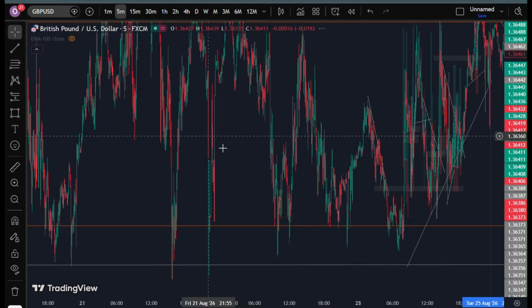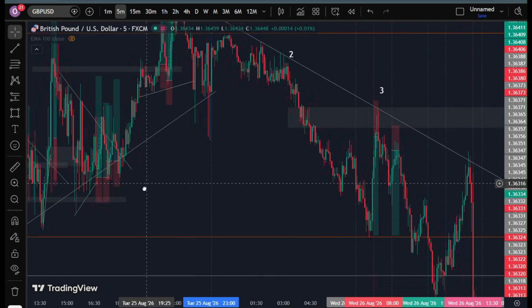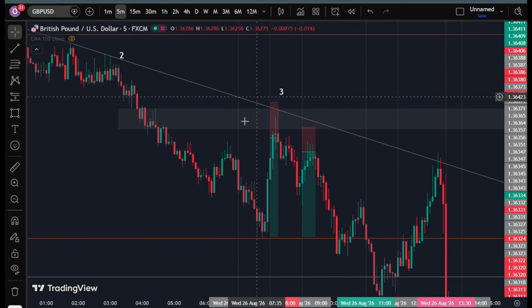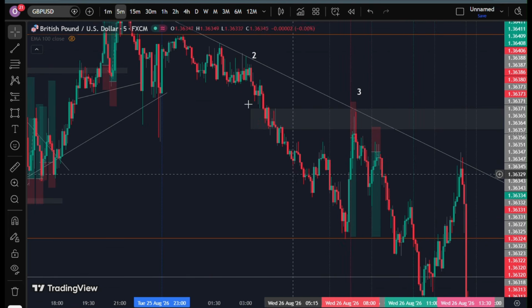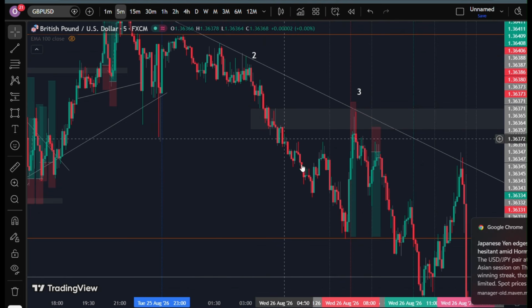Let's go to the 5 minutes to see that entry perfect. So this entry is what they call an aggressive entry. The market became volatile here. Here you can't use the 1 minute because there is little or no volatility. But here the market became volatile. That's why we went to the 1 minute.